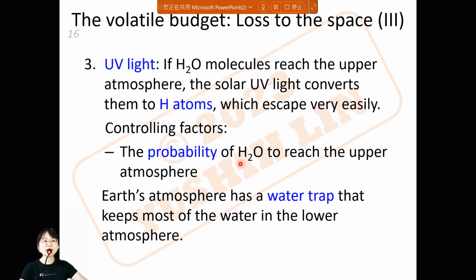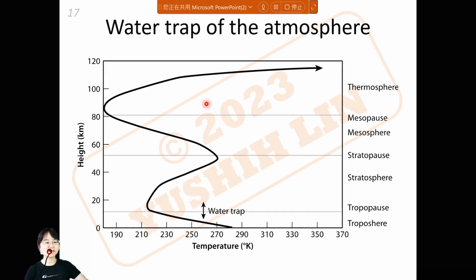And the third process that may lead to the loss of our volatiles is by UV light. If water molecules reach the upper atmosphere, the solar UV light converts them to hydrogen atoms, which escape very easily. So the controlling factor is the probability of water to reach the upper atmosphere. The good news is the Earth's atmosphere has a water trap that keeps most of the water in the lower atmosphere. So let's look at the thermal structure of our atmosphere.